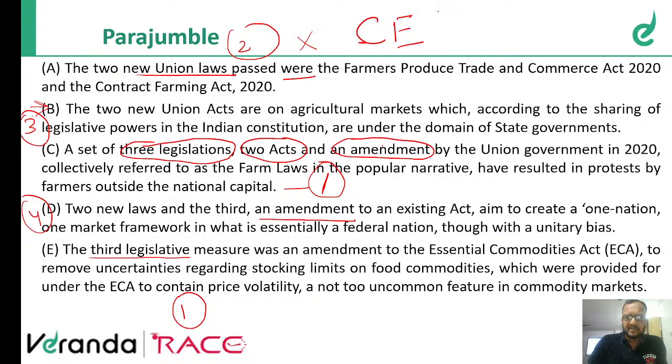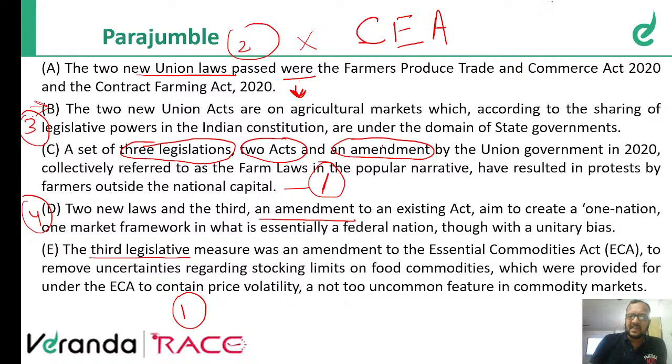They both will be the same. So C, E, A. Then B comes: the 2 new union acts for R on. B describes A, the 2 new union laws passed: the Farmers Produce Trade and Commerce Act 2020 and the Contract Farming Act 2020. The 2 new union acts are on agricultural markets, which according to the sharing of legislative powers in the Indian Constitution are under the domain of state government.